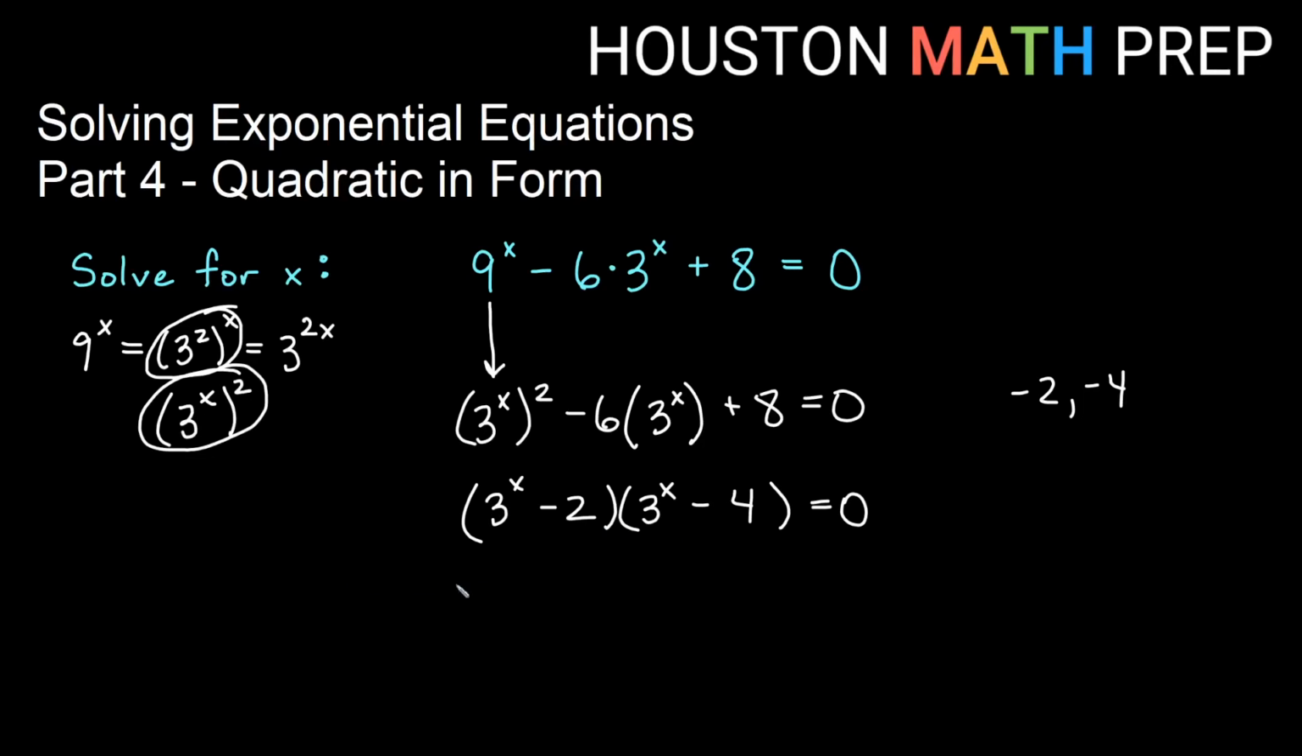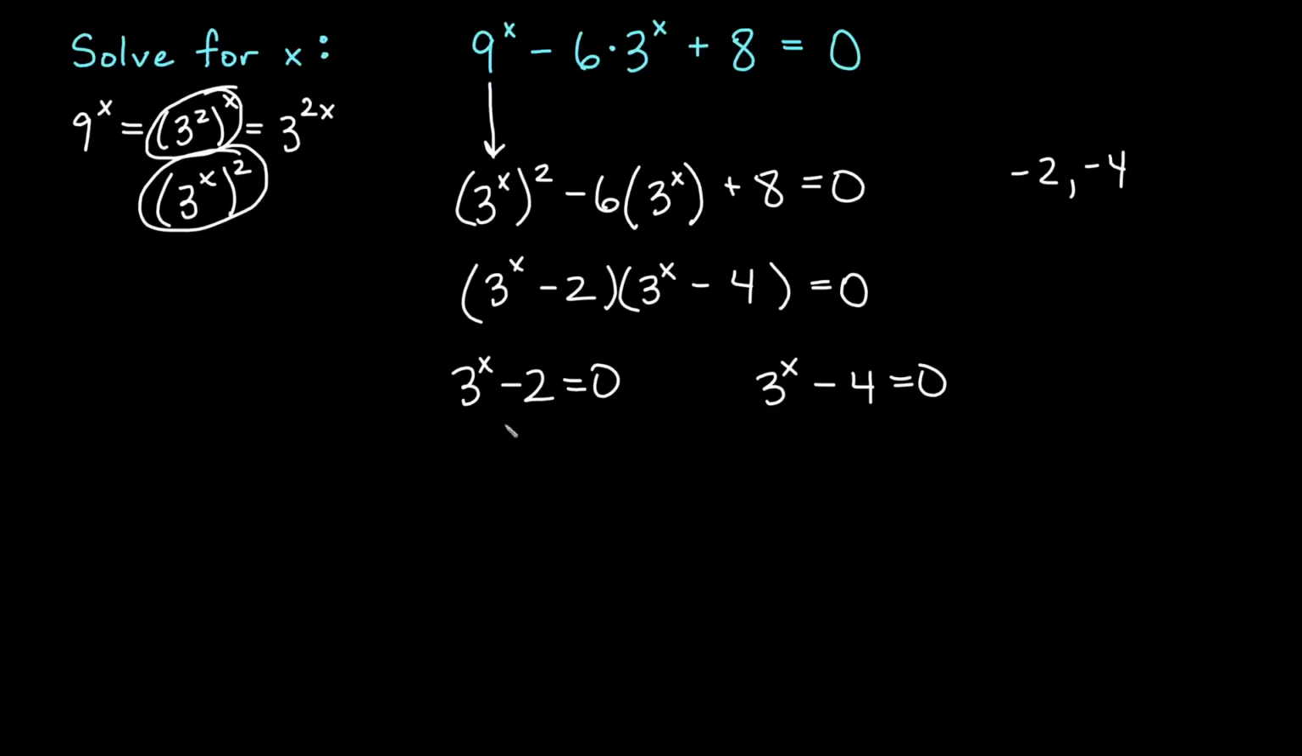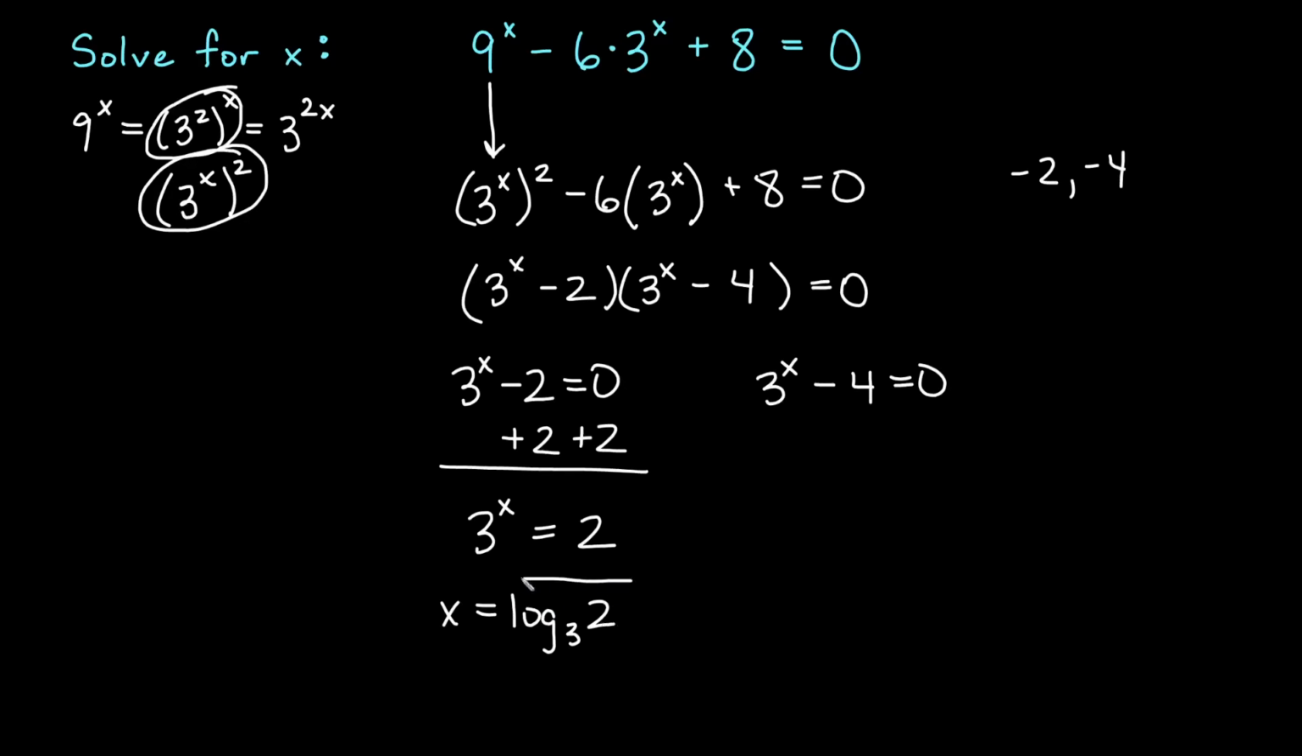We now set each of those factors equal to 0, so we get 3 to the x minus 2 equals 0, and we get 3 to the x minus 4 equals 0. We'll go ahead and slide down here. So to get this 3 to the x by itself, we'll go ahead and add 2 to both sides. This will give me 3 to the x equals 2. And if I want to finish solving this, I need to undo the exponential base 3, which means I need to take a log base 3 of both sides. We end up with x equal to log base 3 of 2 for this one.